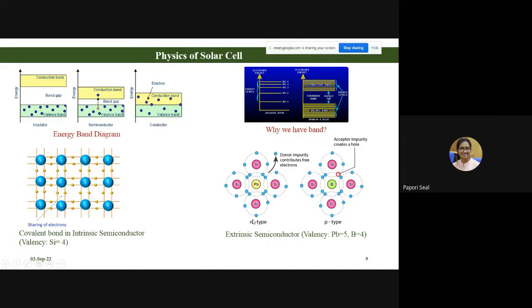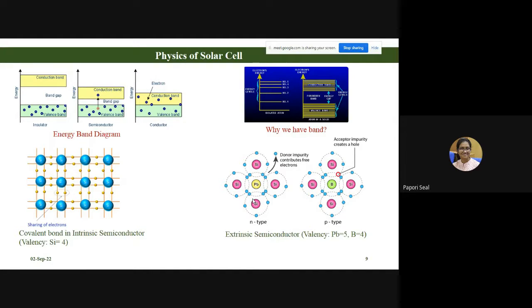Now extrinsic semiconductor can be of two types, N and P. N is when we induce some kind of impurity which has 5 valence electrons. For silicon atom, as we already mentioned, they have 4 valence electrons. Now they need 4 more electrons, but you are supplying how much? 5. So one will be in excess.